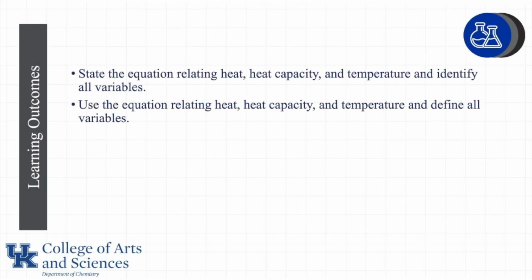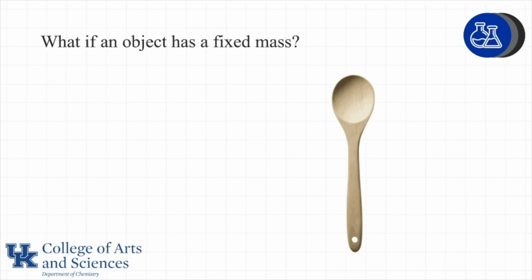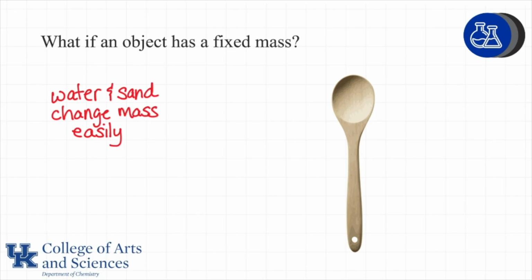In this lesson, we're going to focus more on heat capacity. What do we do if an object has a fixed mass? In our previous examples, we looked at water and sand, and we were given the mass of those, but any particular sample of water and sand is not going to have the exact same mass, no matter how careful we are in measuring it. And so the mass changes easily.